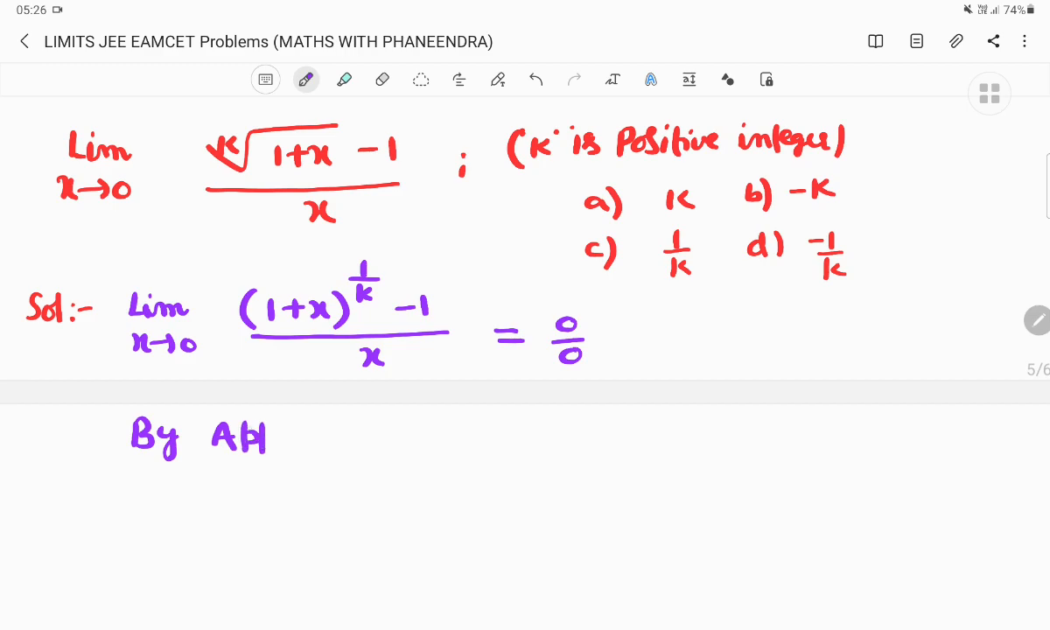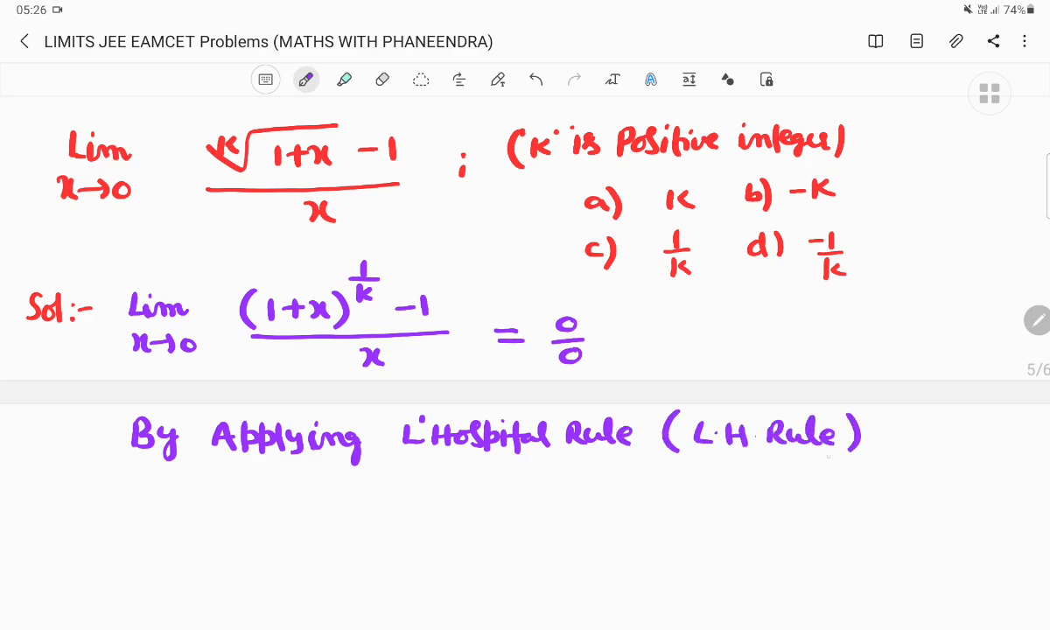By applying L'Hospital rule, or simply LH rule, you can write it like this also. So limit x tends to 0, the derivative of 1 plus x whole power n, like 1 by k, is n into the exponent minus 1. So what is n here? 1 by k. 1 plus x whole power 1 by k minus 1.